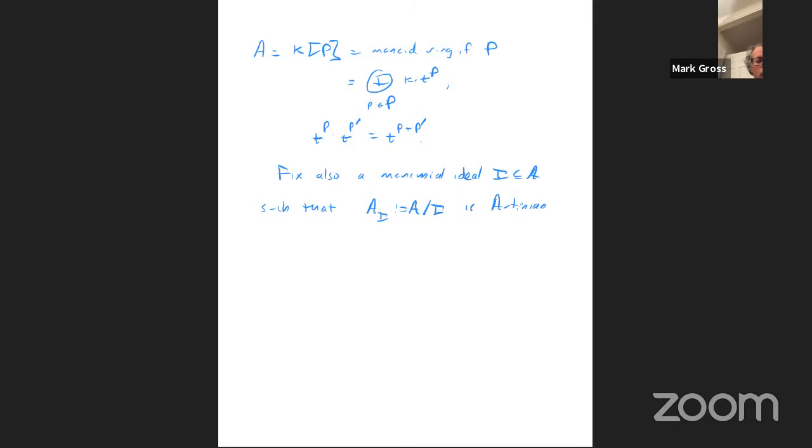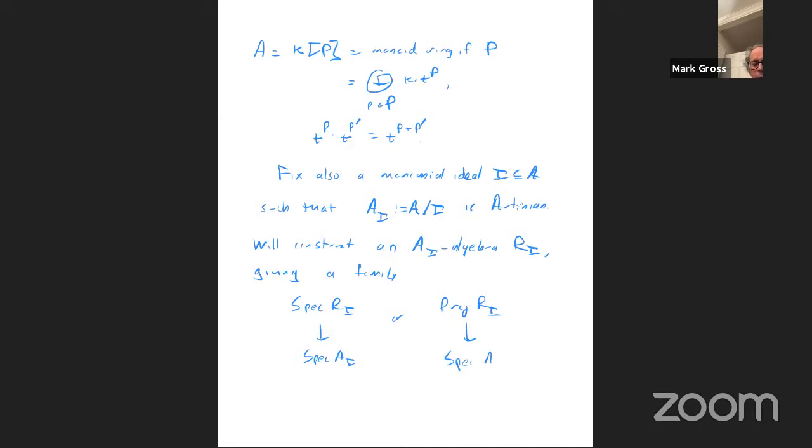Now, the construction I'm going to give you, we'll construct an A_I algebra, R_I, giving a family, in the two cases, either Spec R_I over Spec A_I or Proj R_I over Spec A_I. You should view this as going to be the mirror family. Again, for those of you who are sufficiently familiar with the old stories of mirror symmetry, you will recognize that this scheme is really some infinitesimal neighborhood of the large Kähler limit. I apparently can't spell infinitesimal.